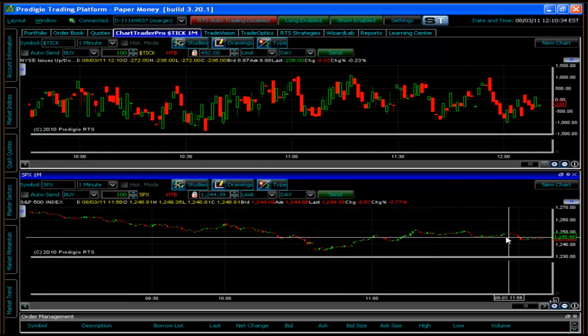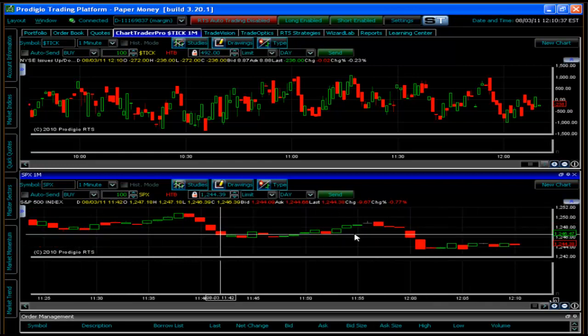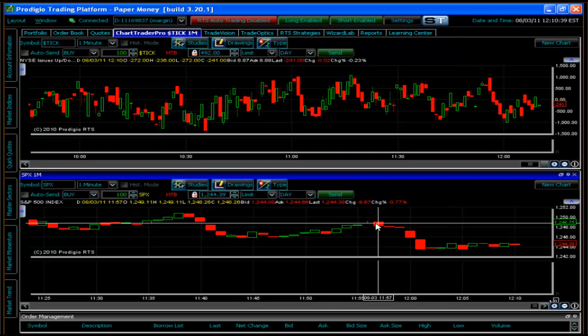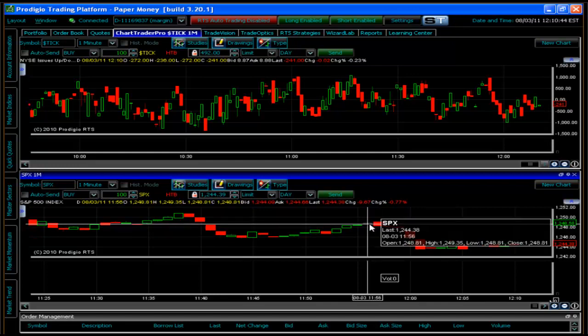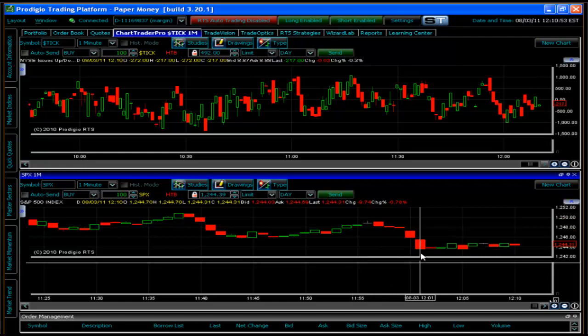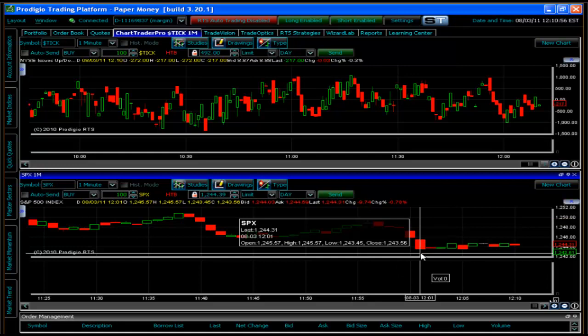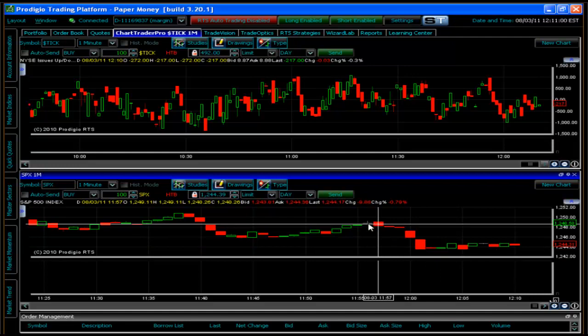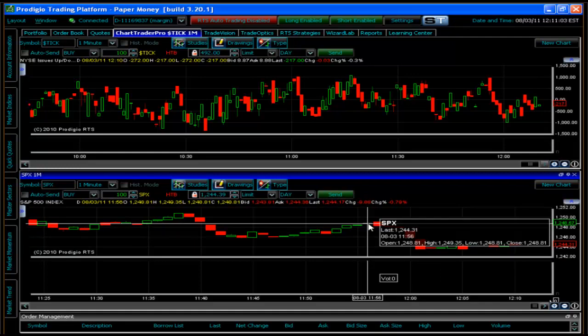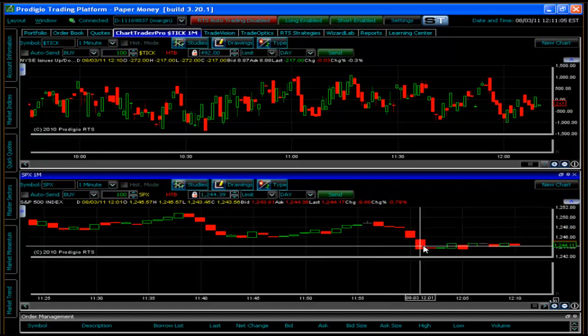Here's the S&P. And actually, maybe if I zoom in, this will be better. You see how the SPX moves down from this point at around, let's take 1156. At 1156, the high price was 1249.35. So remember those numbers, 49.35. In the next couple of minutes, it goes all the way down to 43.45. So it goes from a high of 49.35 down to 43.45.